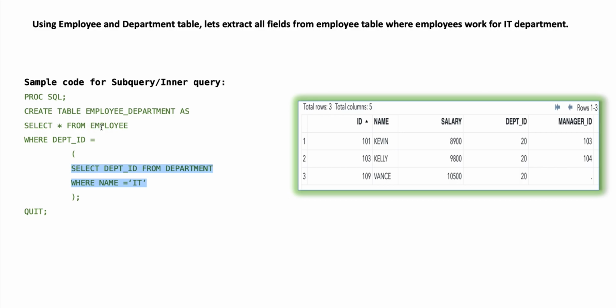When it completes, we will get the result as shown on the right side. That means it will display 5 variables and only 3 records, only 3 records which have department ID equal to 20. That's the final result. In this way, we can use a subquery in Proc SQL. That's all about question number 32.